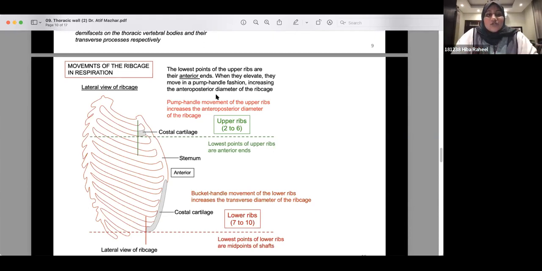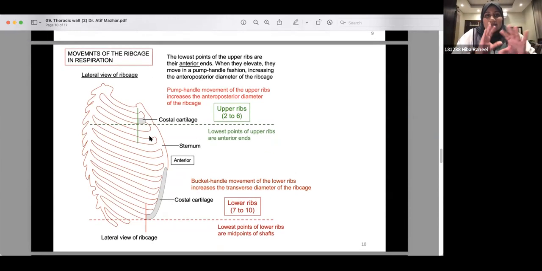All right, so now the ribs are divided into cervical ribs, upper ribs, lower ribs, floating ribs. Almost the same terminologies that I used. So we have the cervical rib, which is the first rib, a single rib. Then we have the upper ribs from 2 to 6. Then we have the lower ribs from 7 to 10. And then the floating ribs are 11 and 12.